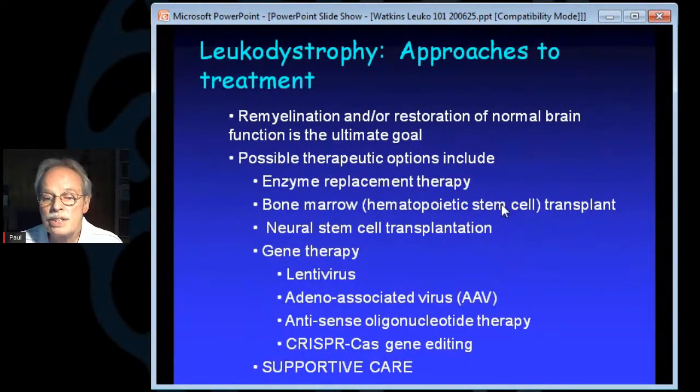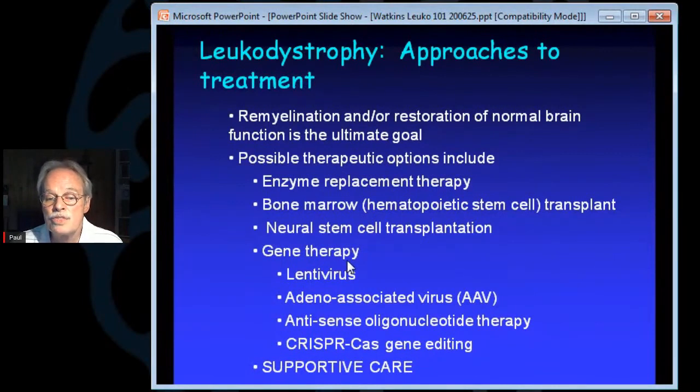Bone marrow transplantation, also called hematopoietic stem cell transplant, has been shown to be beneficial in several leukodystrophies, and there are several transplant centers in the US and worldwide that are experts in this. And again, for some leukodystrophies, this is now the standard of care. Neural stem cell transplantation can work. It's a good possibility, but this involves stem cells, along with all the ethical issues surrounding stem cell utilization for therapeutics. Gene therapy shows a lot of promise.